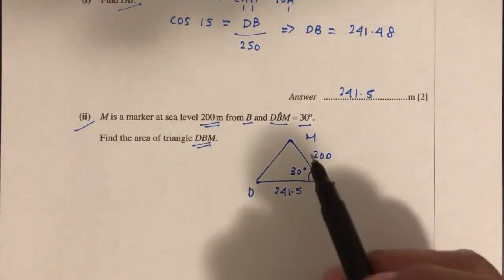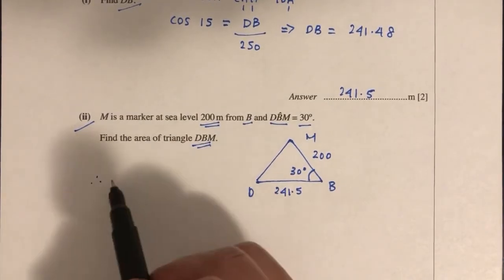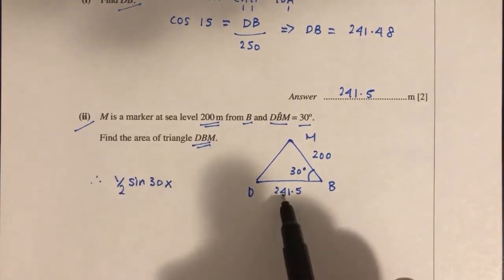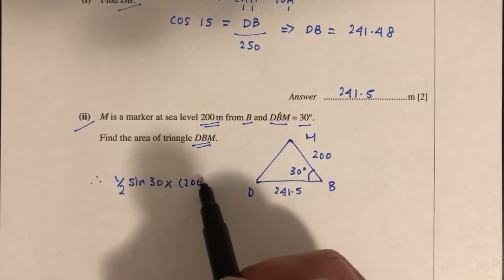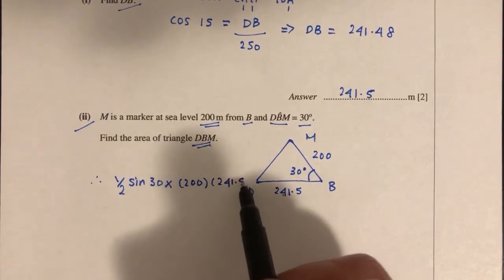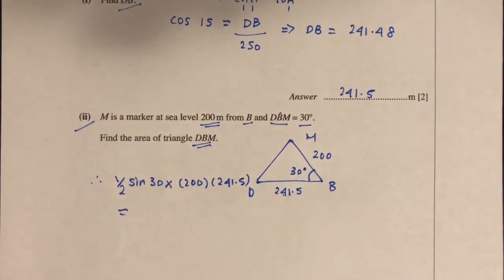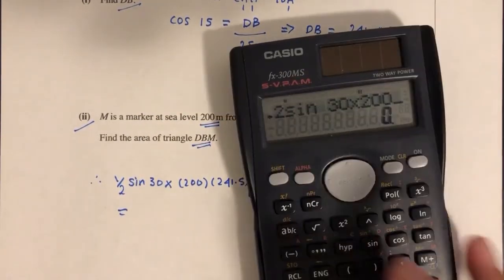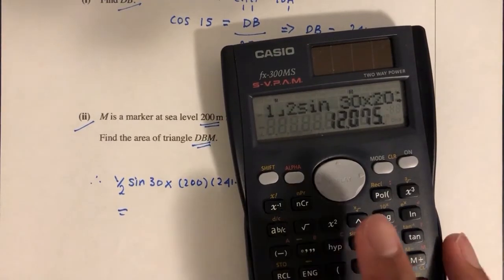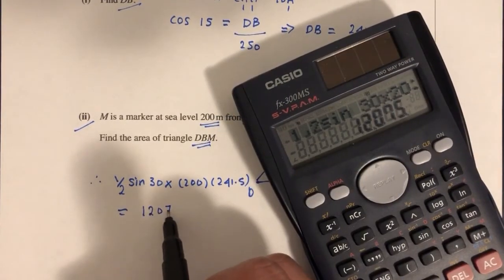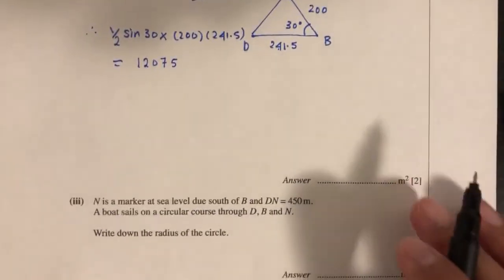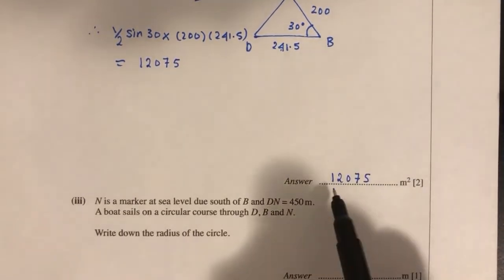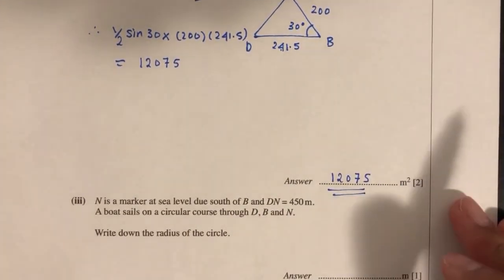We want to find the area of the triangle, so we have to use the sine. Half sine of the angle 30 times this times this. Let's simplify and see what we have. Half sine of 30 times 200 times 241.5 will be 12075. So your answer will be 12075. That will be the area of triangle DBM.